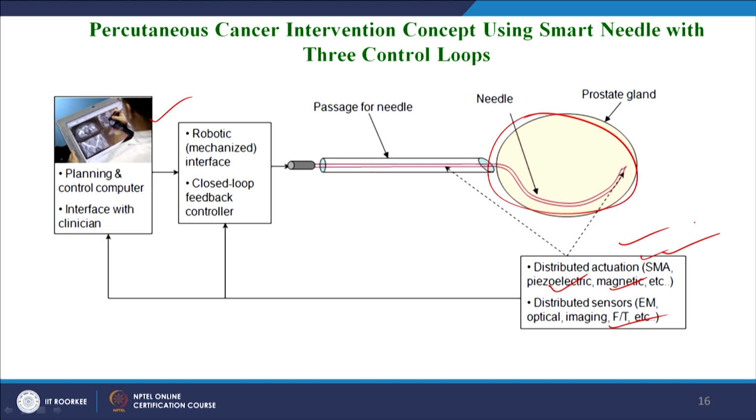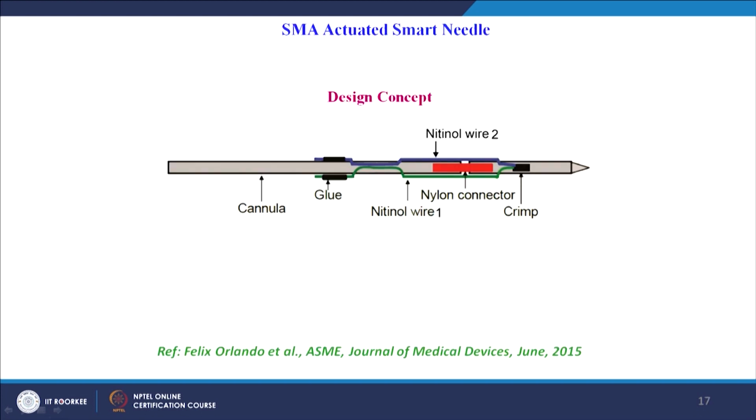The second loop is a robot pushing the needle forward. And the third loop is the physician coming into the picture by providing the optimal path to reach the target without colliding with the obstacles. That is, by obstacle avoidance you can reach the target. That path is provided optimally by the physician.